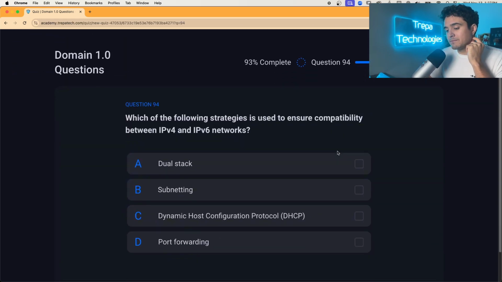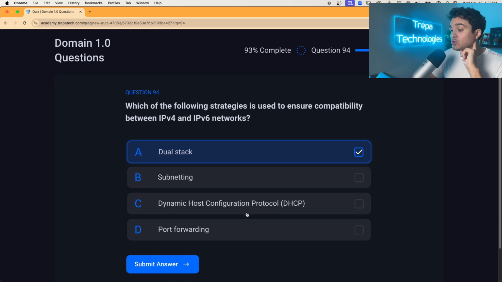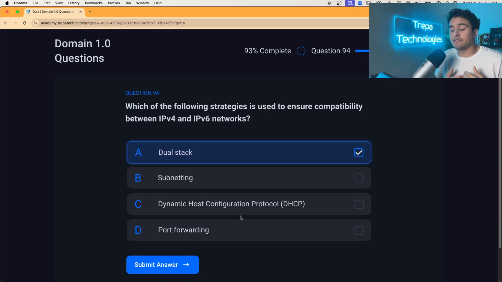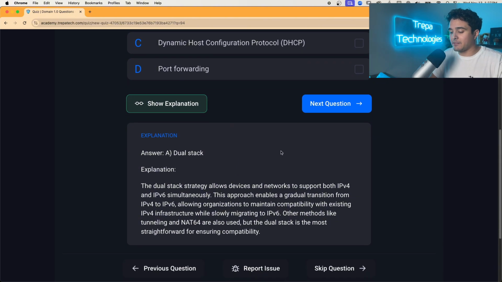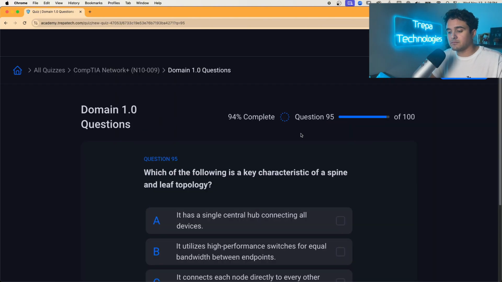Question 94. Which of the following strategies is used to ensure compatibility between IPv4 and IPv6 networks? So B, C, and D have nothing to do with interoperability of IPv4 and IPv6. The only answer here is A, dual stack, which is technology that allows a device, a single network component, hardware, infrastructure, device, to run both at the same time. So it's going to be dual stack. Go ahead and pause the video if you'd like to read the explanation.